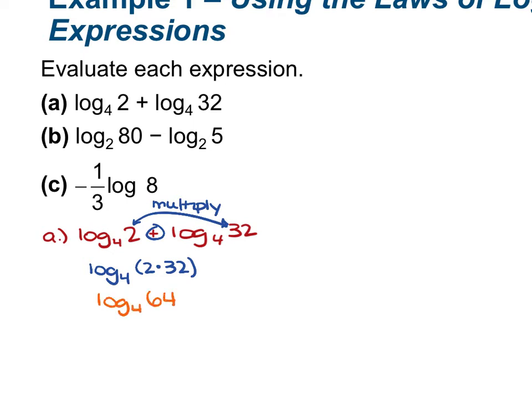And then you'll just simplify that. So you'll ask yourself, 4 to what power is 64? Well, if that power is a 3, you get 64. So it's just 3.